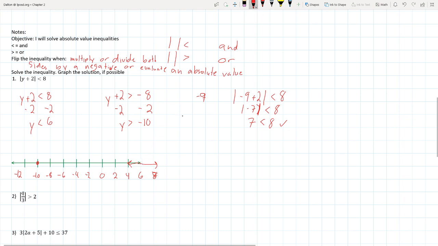There we go. That should be an open dot. And that's an open dot. And it is going to the right, because a number that's greater than negative 10 is negative 8. I don't know if I can get that. Nope, I can't. All right, we'll leave it for now.